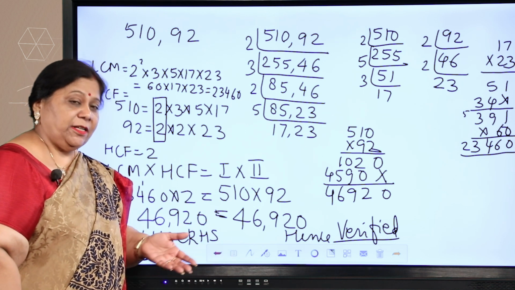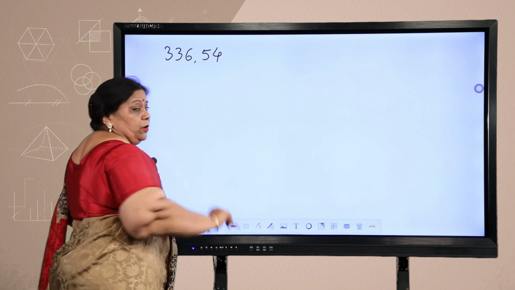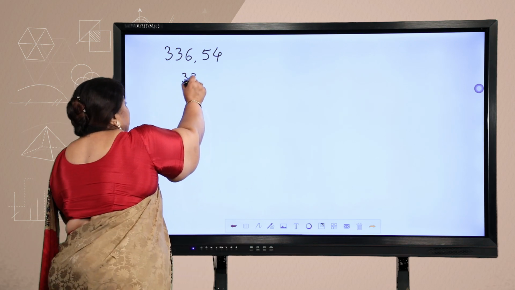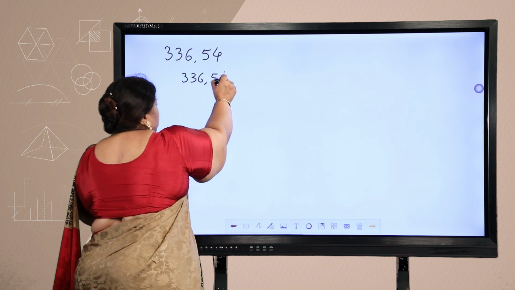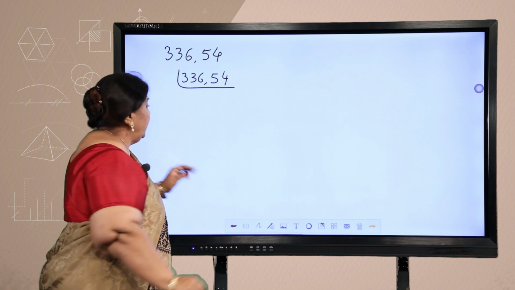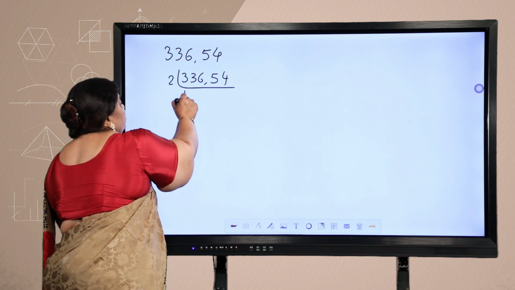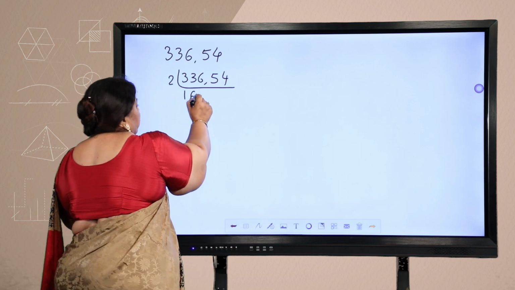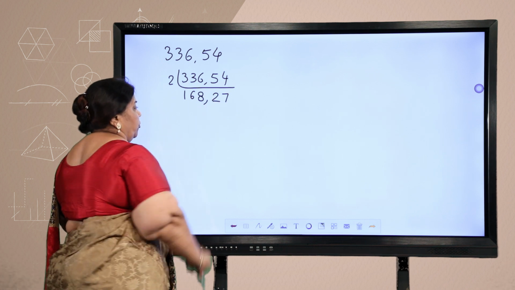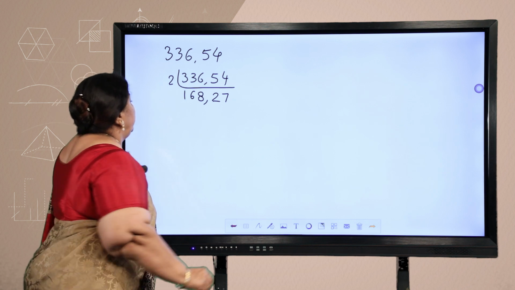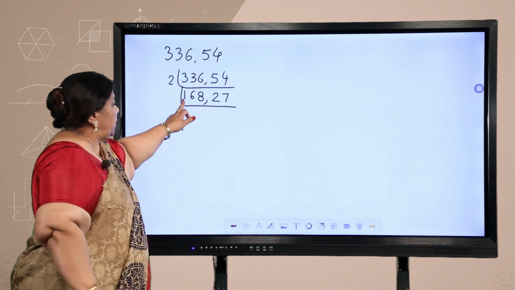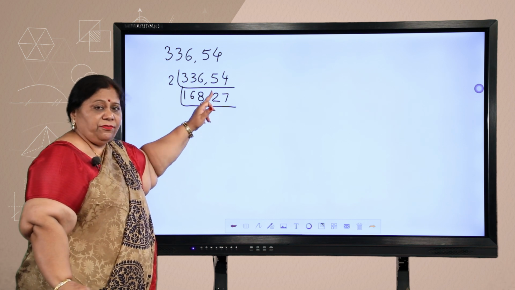Let us go into the next problem. Let us find out LCM and HCF of 336 and 54. 2 is the smallest prime number. Let me start with that. 2 1s are 2, 2 6s are 12, 2 8s are 16 and 2 2s are 4, 2 7s are 14. Now, if I try with 3, I think 1 plus 6 is 7, 7 plus 8 is 15.